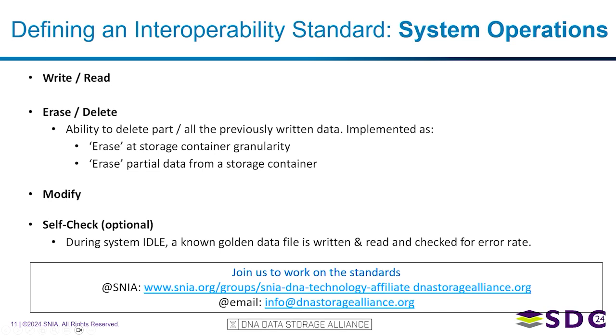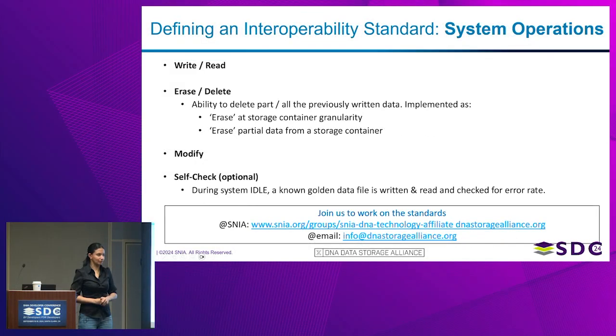But if the system decides to implement a lower than storage container granularity of erase, keep in mind that this would mean reading the existing content in the container, writing back only the content that is to be saved, and then flushing out all the old content of that container. So it might be a multi-step operation because of the special way that DNA storage works.